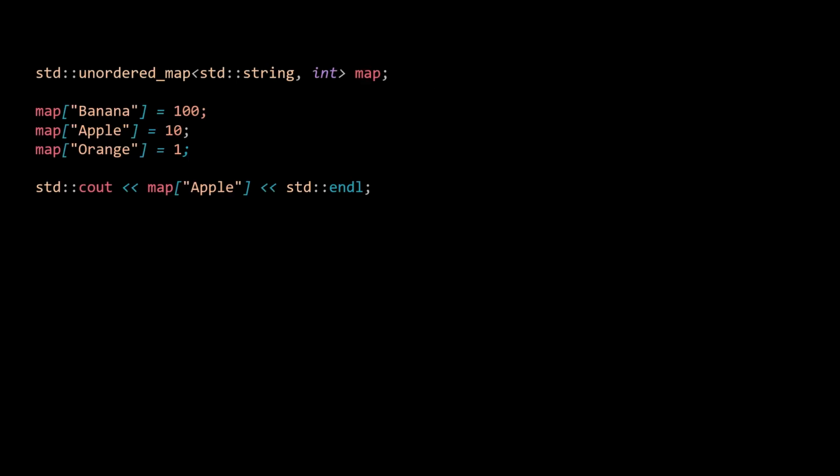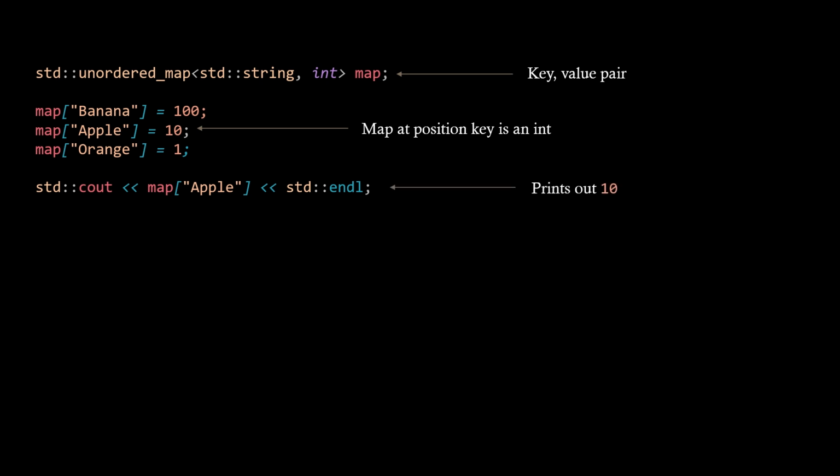So this is code in C++ that initializes a map, gives it three keys, and then gets one of those keys. First thing we do is we initialize the map as a key-value pair. So we have a string as the key and an int as the value. Next, for three values, banana, apple, and orange, we put those as the keys and we set the values to 100, 10, and 1 respectively. Next, we get map at position apple, which will print out 10 because in the middle we set apple to 10.